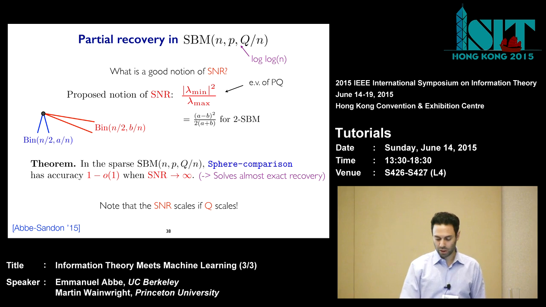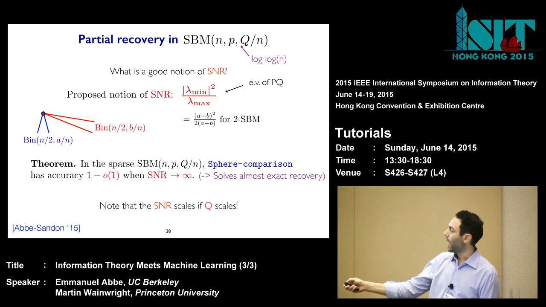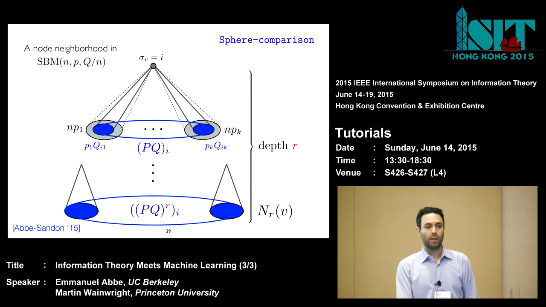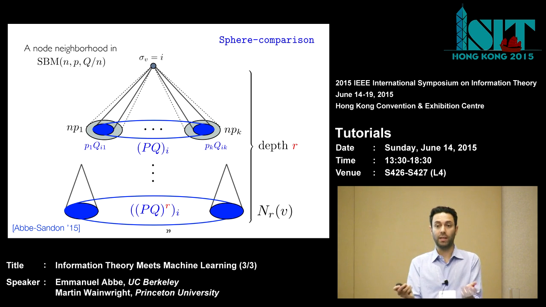I'll skip the explanation of the sphere comparison algorithm. The rough idea is the following. You start with the quiz. The expected number of nodes is the ith column of P times Q. Now, you cannot do any inference by looking at the neighbors of a node in the graph because it's a Poisson of a fixed mean. So there's fluctuation. There's no way to predict things by looking at just three or four neighbors.